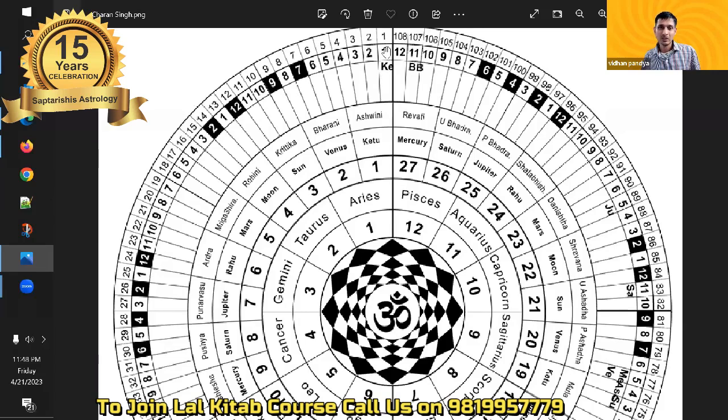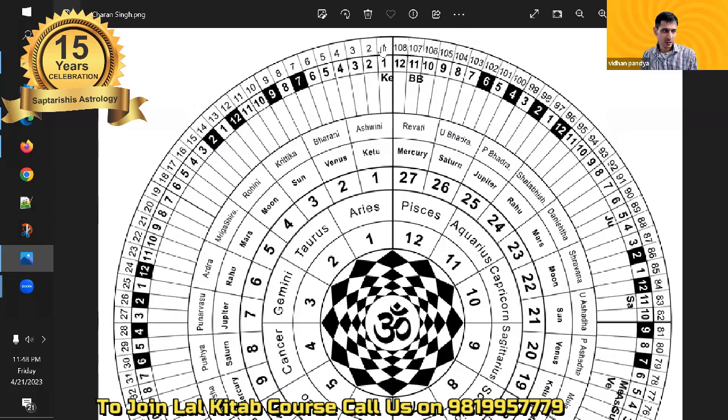Then you have the Navamsa Rashi corresponding to each nakshatra pada. That's your circle number 7. And then the 8th circle has the numbers associated with each nakshatra pada, 1 through 108. We know there are 27 nakshatras, and each nakshatra has 4 padas, which gives us 108 nakshatra padas.